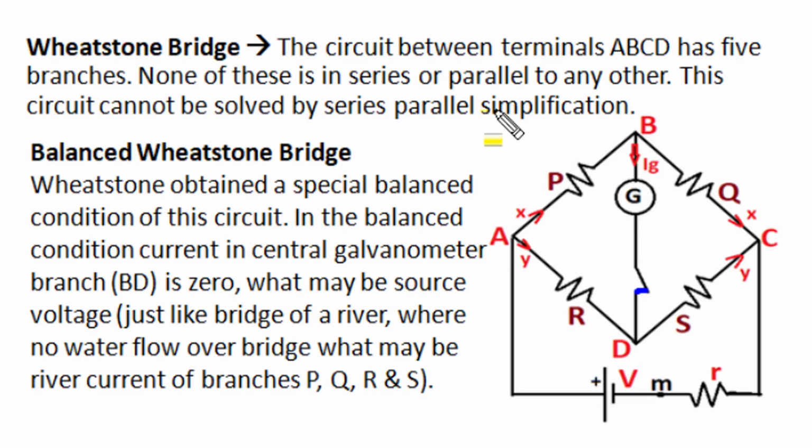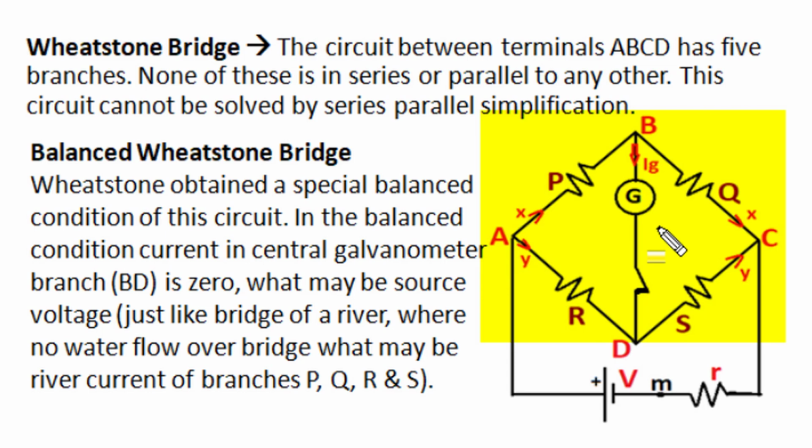Let's start. This circuit in yellow highlight has 5 resistances P, Q, R, S and G among 4 nodes A, B, C, D. None of these have identical amount of current or identical amount of voltage. So P, Q, R, S, G are neither in series nor in parallel to each other. Such a circuit cannot be solved by series-parallel simplification, and if we use Kirchhoff's law with 3 unknowns, the solution of such a circuit needs tremendous effort and time.